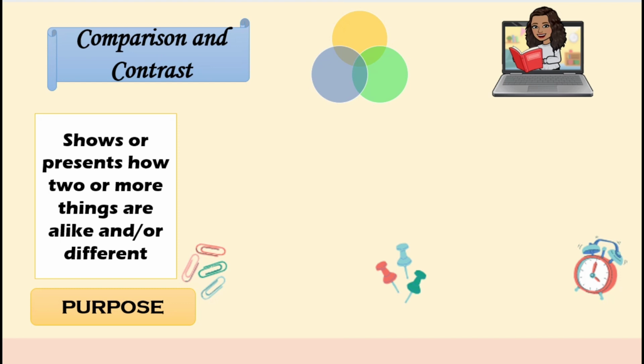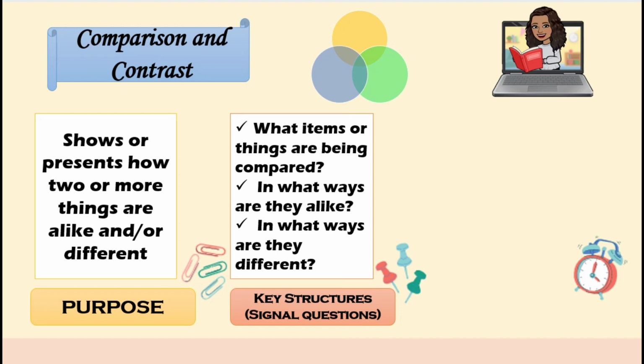For the fourth type of informational text, we have here comparison and contrast. Comparison and contrast shows or presents how two or more things are alike and/or different. These are the key structures or signal questions for comparison and contrast. We have the questions: what items or things are being compared? In what ways are they alike? In what ways are they different?